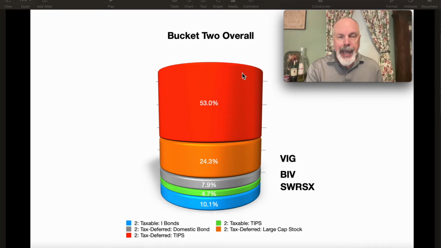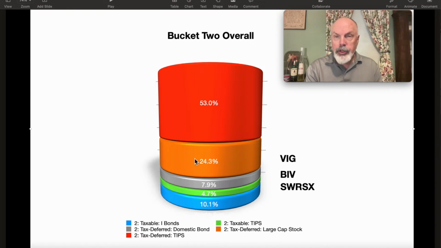Overall, in the tax-deferred portion of Bucket 2, I have TIPS funds. I moved to TIPS funds last fall and into the early part of this year. At some point, I want to get out of TIPS funds, but right now, TIPS funds are down, and I'm trying to wait a little bit to see if they'll recover before I redeploy these into other kinds of fixed income investments.